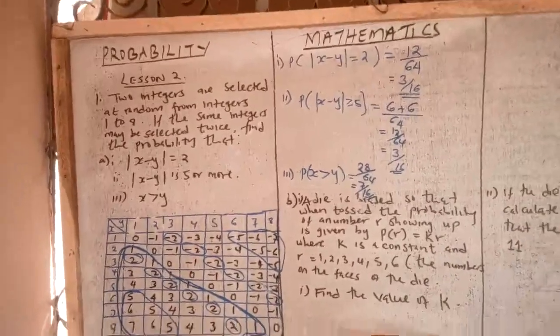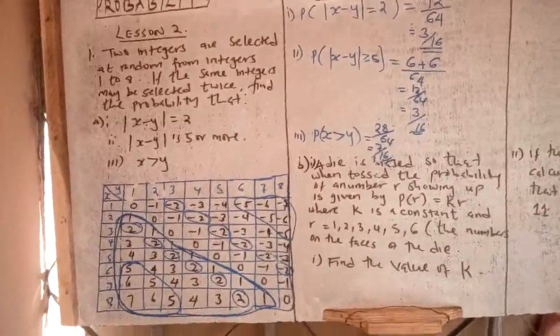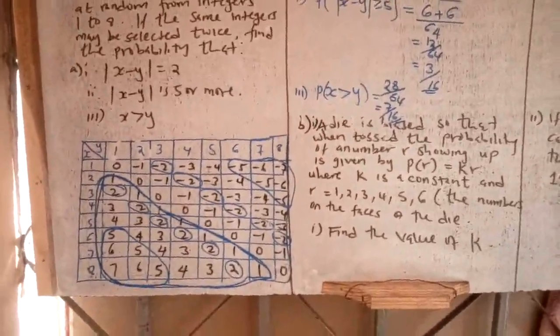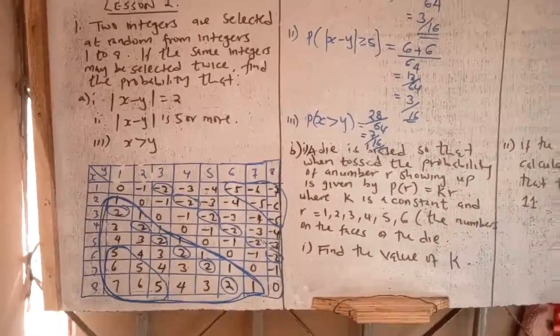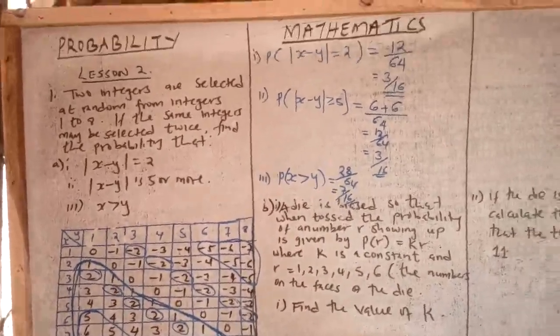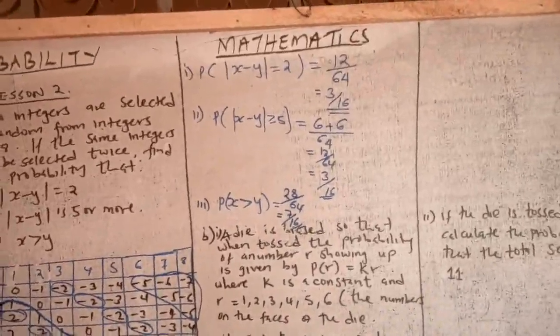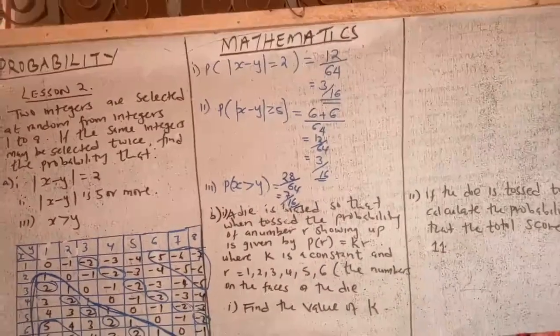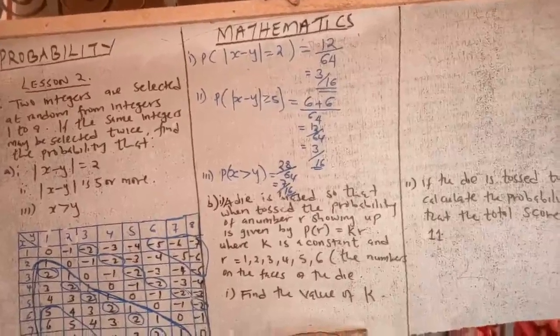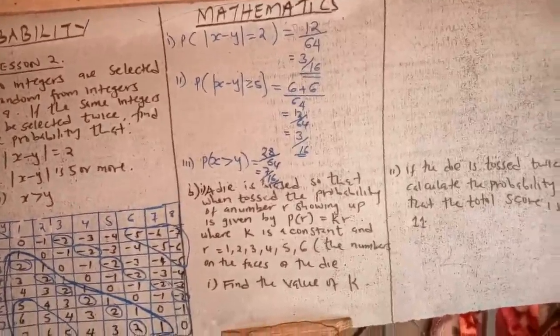And therefore, what you're expected to do, you're supposed to come up with this Punnett square, and after filling in the Punnett square, you use it to come up with your results. As you can see, they are well illustrated on the whiteboard. So we are going to go to question number 2.